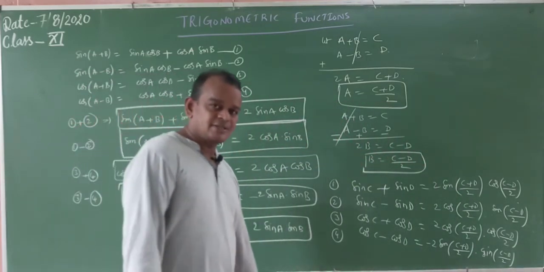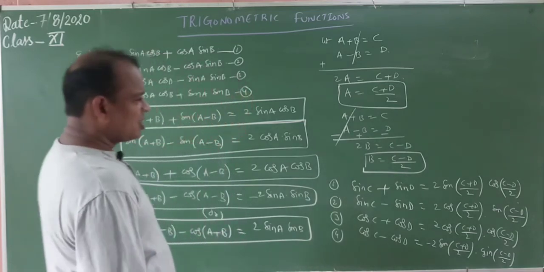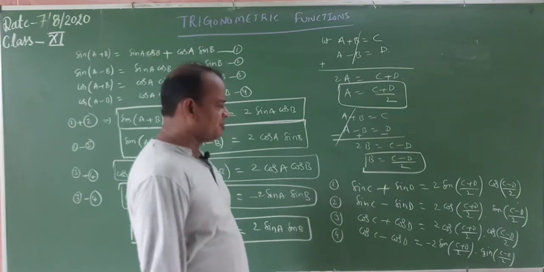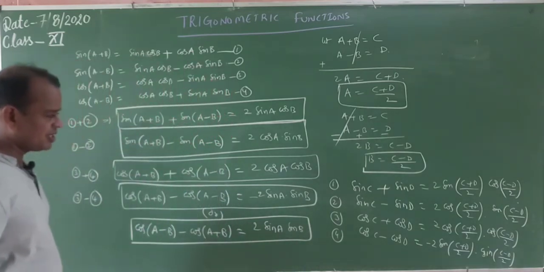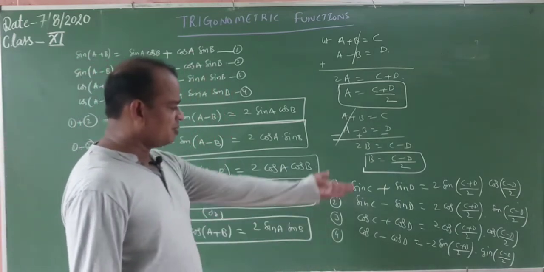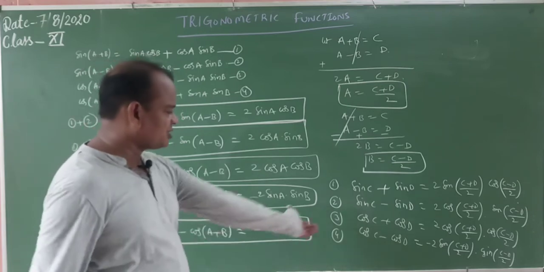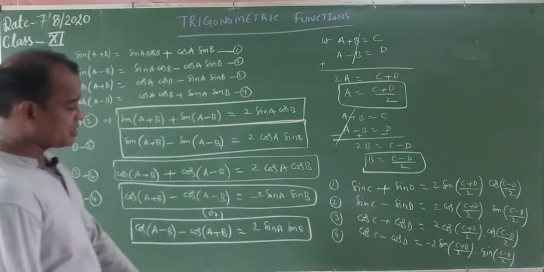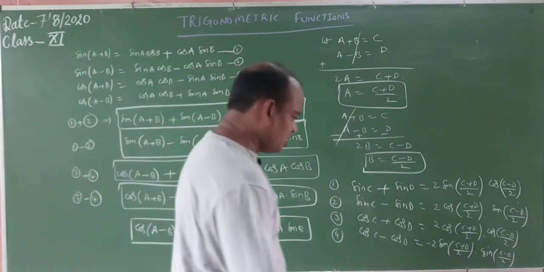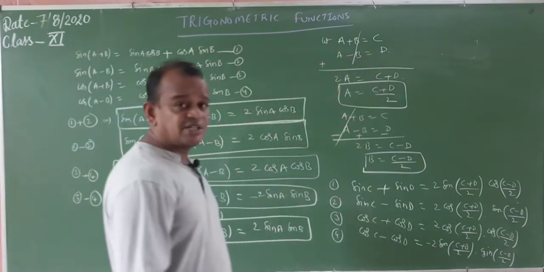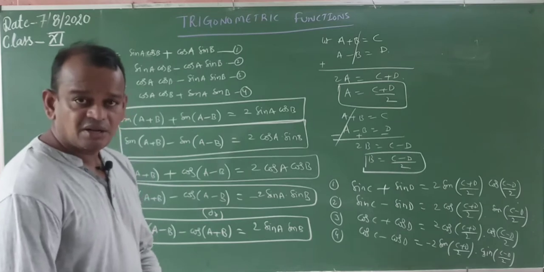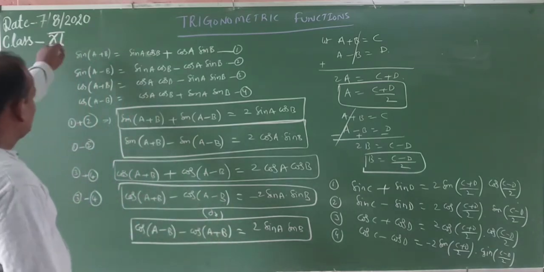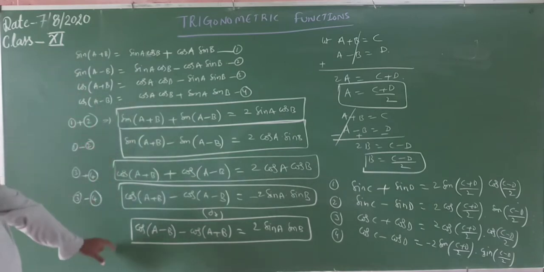Okay, my dear students, you must read each and every formula. Sin C plus sin D formula: 2 sin((C+D)/2) cos((C-D)/2). Sin C minus sin D formula: 2 cos((C+D)/2) sin((C-D)/2). Cos C plus cos D formula: 2 cos((C+D)/2) cos((C-D)/2). Cos C minus cos D formula: minus 2 sin((C+D)/2) sin((C-D)/2). Clear? Please remember each and every formula.